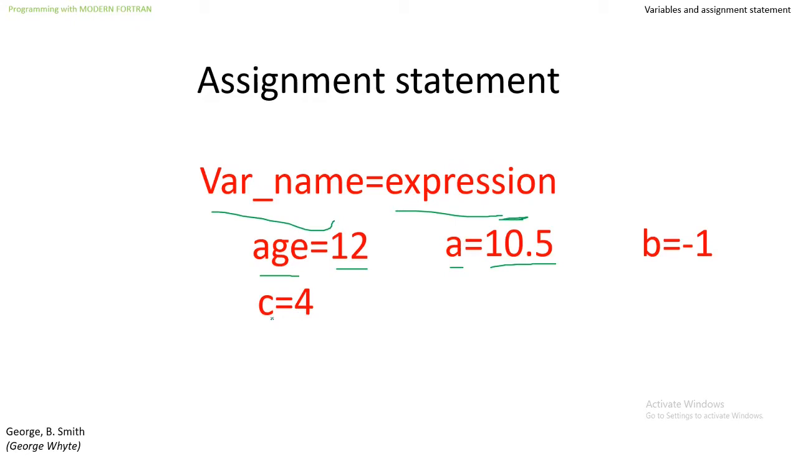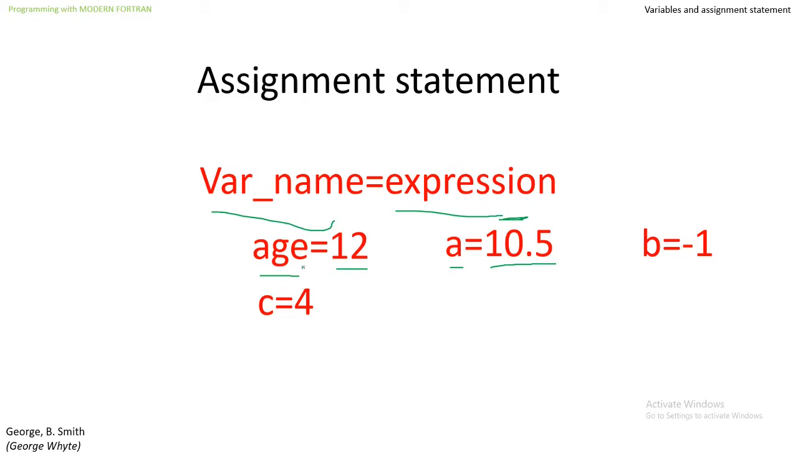I'm trying to emphasize this because later on we'll come to relational operators, and you're going to see something different. So here you're not saying A is equal to 4, even if that's what we say every time. Yes, that's cool, but in real sense you're saying let the value 4 be assigned to C, let the value 10.5 be assigned to A, let the value -1 be assigned to B, let the value 12 be assigned to age. That is basically what the computer program sees it as.